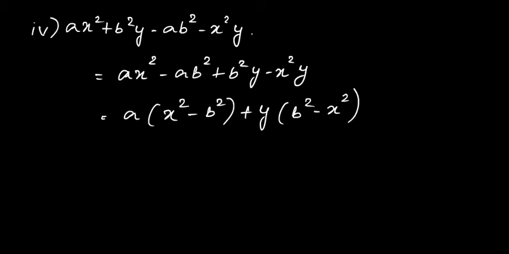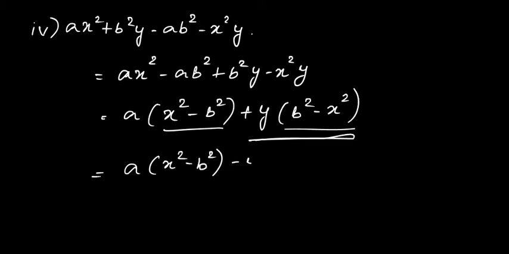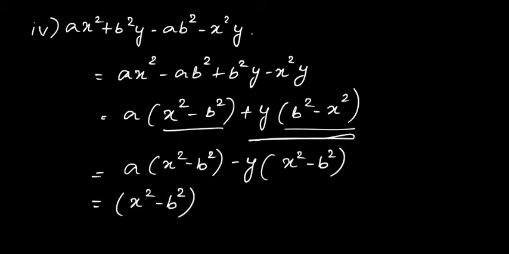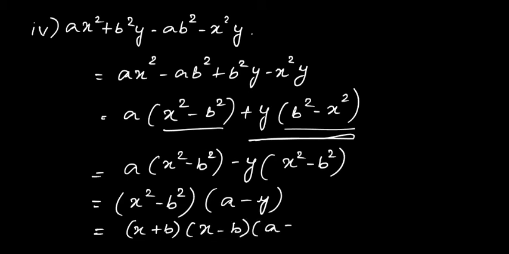So same like the previous problem here, to get the common factor, that is x square minus b square, we'll take minus as common in our second term. So we'll get a into x square minus b square minus y into again x square minus b square. So now we got a common term, that is x square minus b square, and then we have a minus y. So this x square minus b square is of the form a square minus b square. So expand it using the formula, we'll get x plus b into x minus b into a minus y.